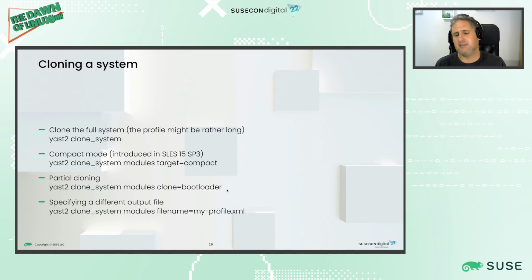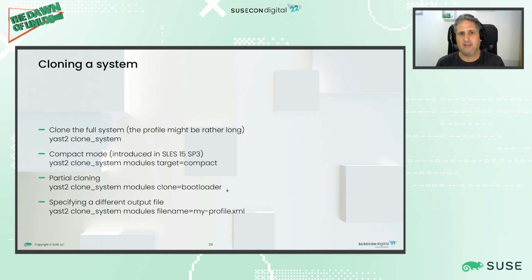To clone a system, we have the clone system command. The problem is that it usually generates a lot of information. It's a big XML file with a lot of entries, and it configures a lot of things. So in SP3, we introduced the compact mode, which is basically we clone the system, but we only export the relevant parts. If you are using default values, we are going to omit that.